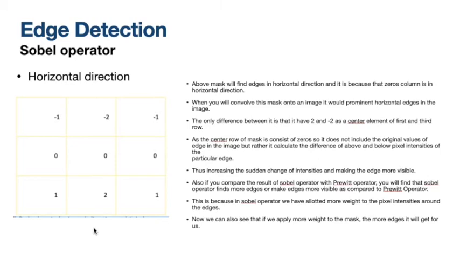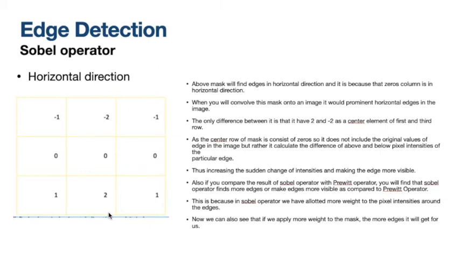As the center row of the mask consists of 0, it does not include the original values of the edges in the image, but it calculates the difference of the above and below pixel intensities of the particular edge. It thus increases the sudden change of intensities and makes the edges more visible. Also, if you compare the result of the Sobel operator with the Prewitt operator, you will find that the Sobel operator finds more edges or makes edges more visible as compared to the Prewitt operator.